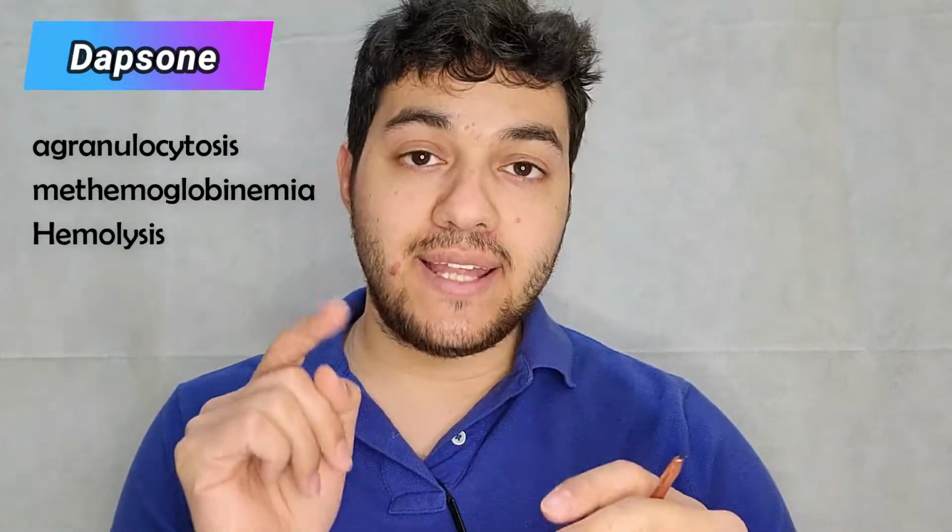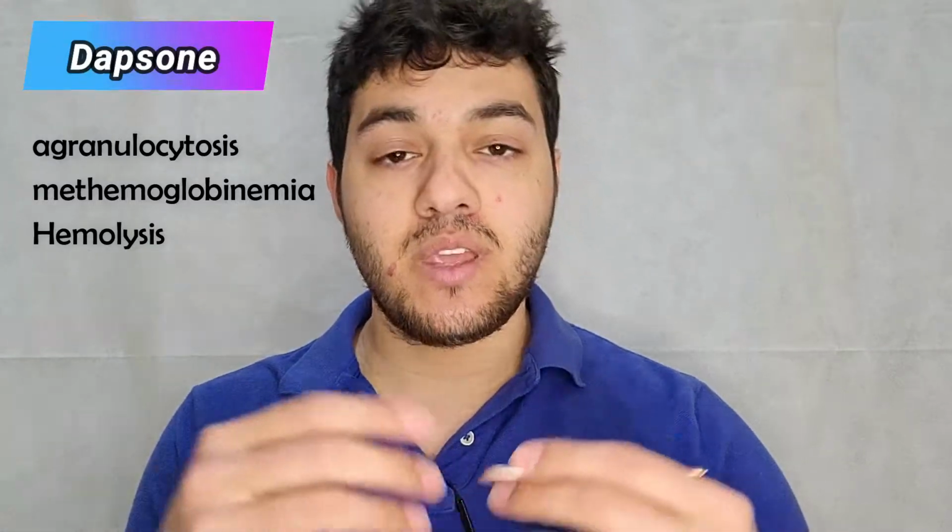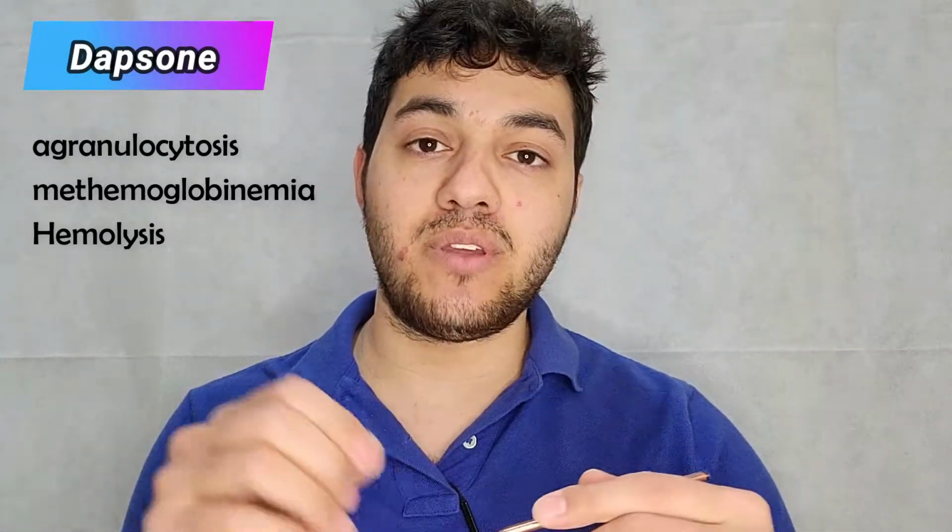Dapsone can be used to treat leprosy or Pneumocystis jirovecii. Now, Dapsone has three main side effects that you have to know. First, it causes agranulocytosis with methemoglobinemia, and in patients with G6PD deficiency, it can cause hemolysis. Resistance to Dapsone can develop from the folP1 gene mutation. It's a point mutation in the P1 gene.